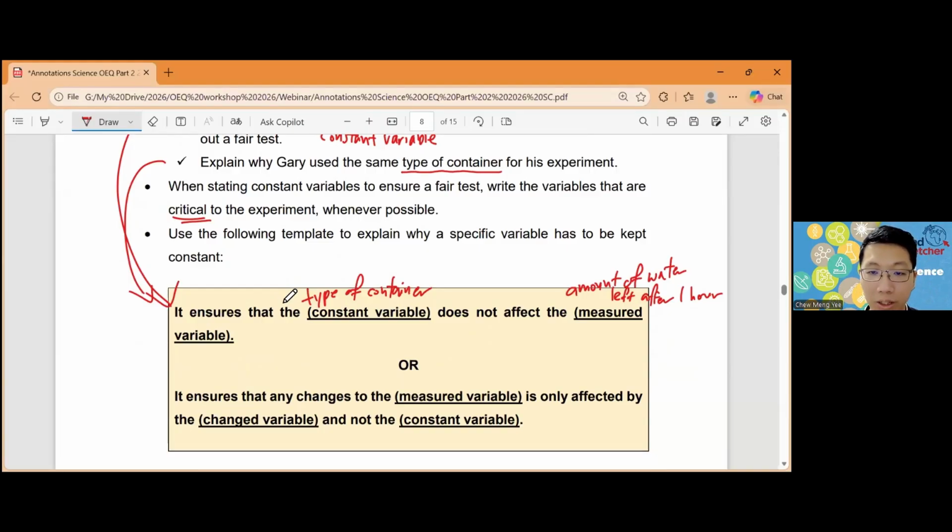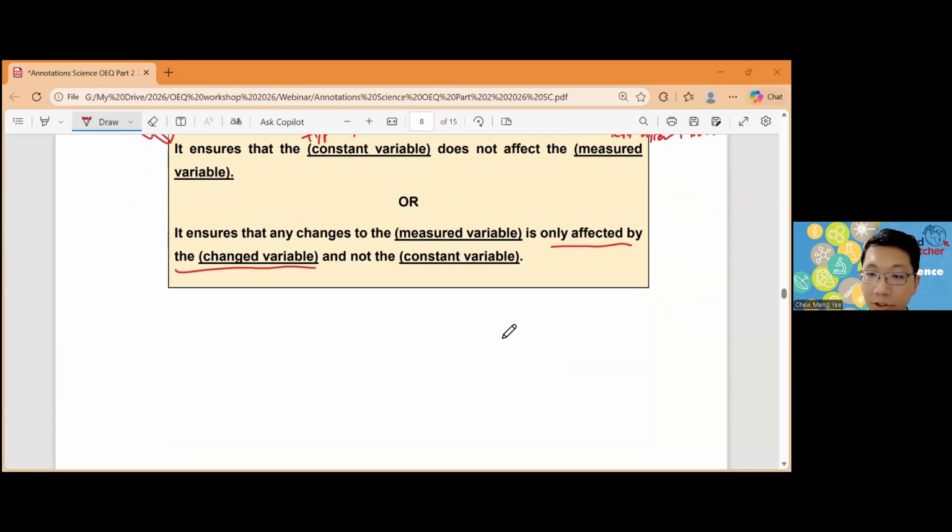What is different here is that we mention what the change variable is. The only difference between the two answers is that the second answer tells you what the change variable is. So it ensures that any changes to the amount of water left is only affected by the change variable and not the type of container. Of course, this is okay. But the first one is shorter and concise, answering the question. Right, so follow these templates.